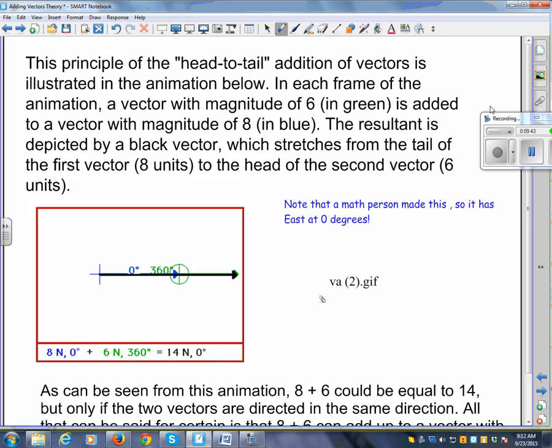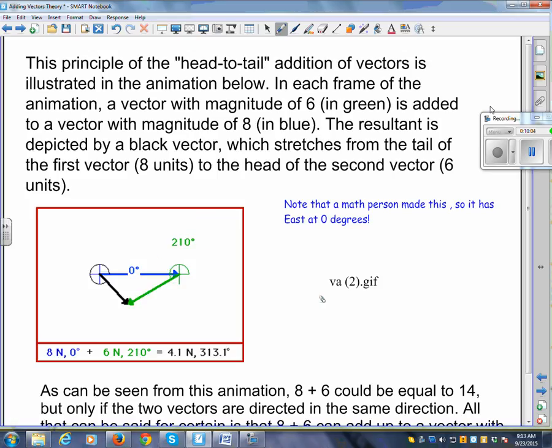Okay. So this principle of head to tail addition of vectors is illustrated in the animation below. Obviously, you do not have the animation on your paper. In each frame of the animation, a vector with a magnitude of 6 in green is added to a vector with a magnitude of 8 in blue.